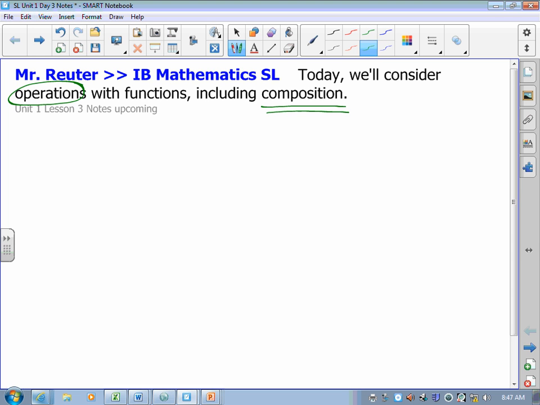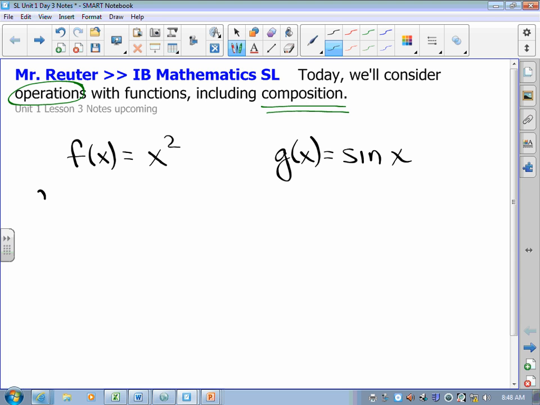Because see, if you've got a couple of functions, like maybe f of x is x squared, and maybe g of x is the sine of x, and I know we haven't talked much about trig functions yet, but you may be familiar with sine of x. If I have two functions, f of x and g of x, I can do some operations with those functions. I can talk about f plus g of x, and f plus g of x is exactly what it sounds like. It's x squared plus sine x.